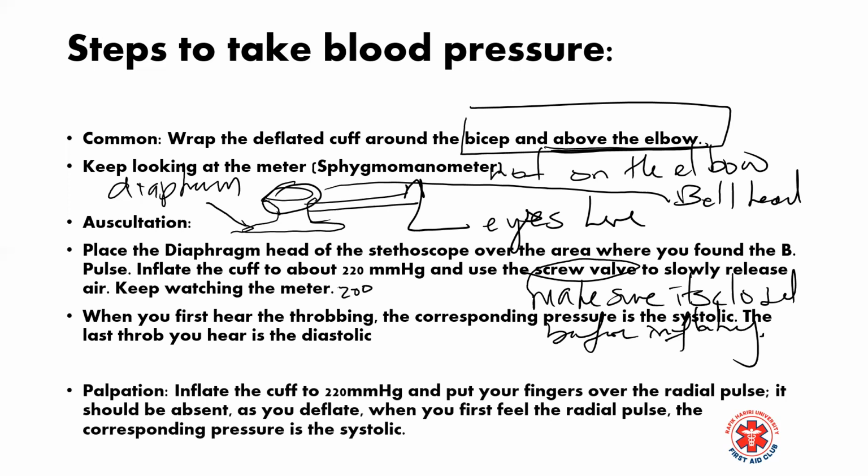If I want to use the palpation, I can inflate the cuff, same thing. I will do the same thing, and I will put my fingers over the radial pulse. It should be absent. As I deflate, when I first feel the radial pulse come back, that corresponds to the systolic blood pressure, and that's it. Because I cannot tell from the radial pulses which one is going to be the diastolic.